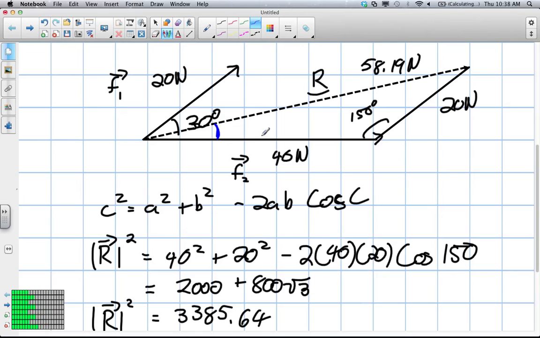Okay? And in order to find out what that angle is, I'm going to be using sine law now. I have three of the sides. We have our side, side, and side. The side that is opposite of the angle we're looking for is the 20 newtons. Okay? And we also know that this is 150 degrees, and opposite of it is 58.19 newtons. So we're going to set up sine law in order to find out what that angle is.